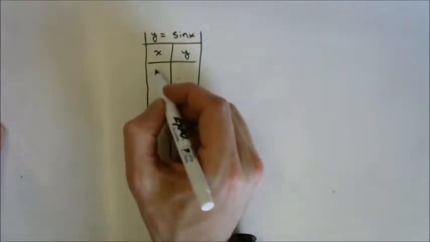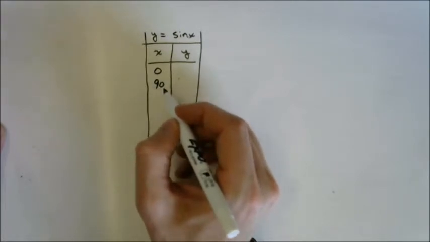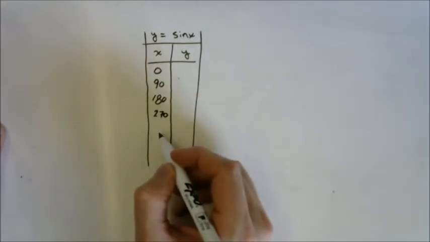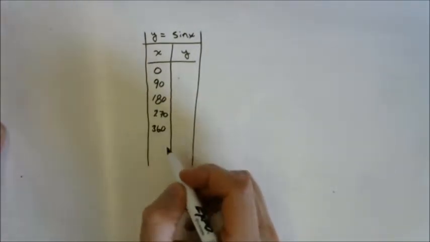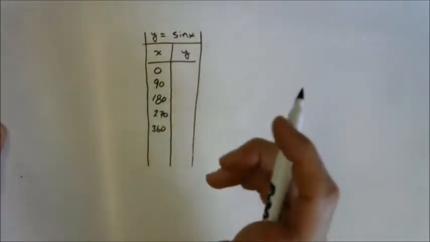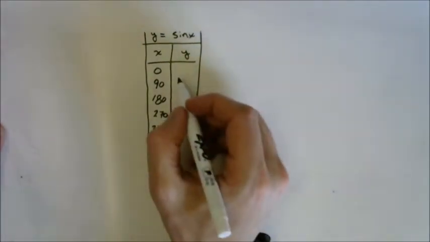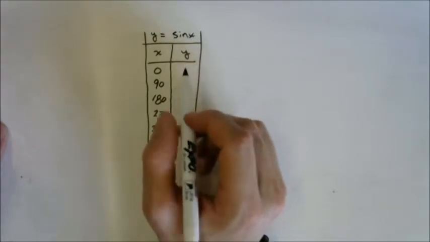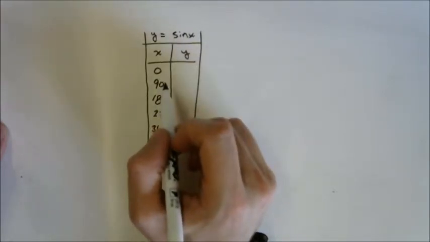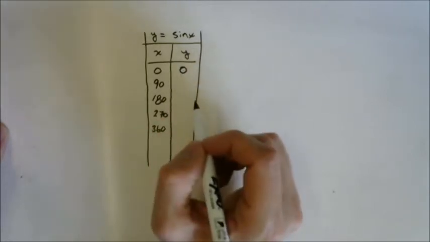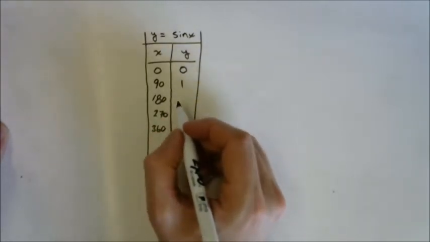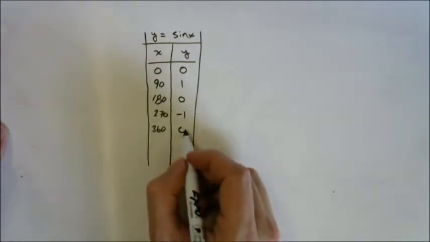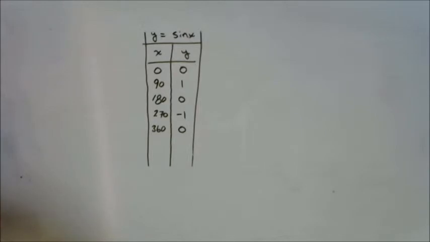So as we turn through 0 degrees, 90 degrees, 180, 270, 360, y is for sine of x. When x is 0, y is 0 because it goes through 0, 0. It reaches its max at 90, goes back to its rest, reaches its min at 270, and goes back to its rest by 360.